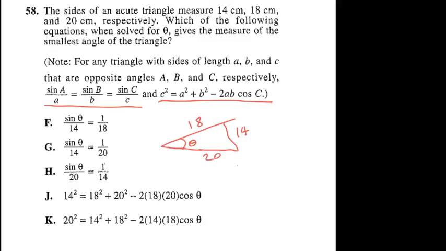Now, one of the things that we notice is we don't have a second angle. To do the law of sines, I have to know two angles and one side. But in the law of cosines, I need to know the lengths of two sides and the angle in between them. So looking at the law of cosines, my 14 squared would equal my 18 squared plus my 20 squared minus 2 times 18 times 20 times cosine of theta. And that makes J the answer to 58.